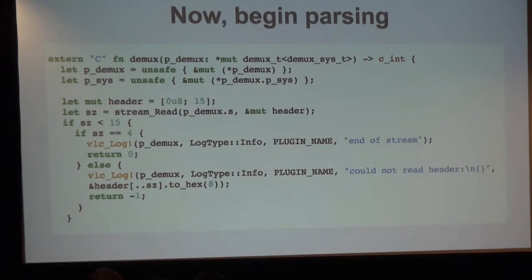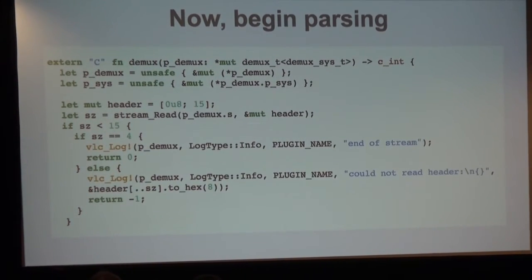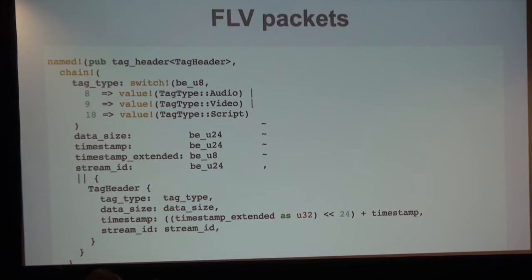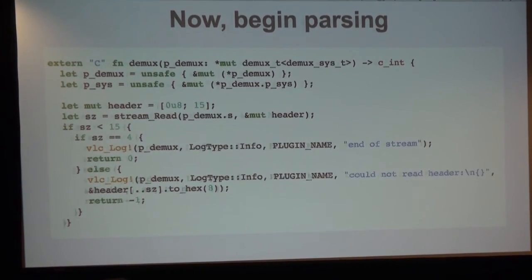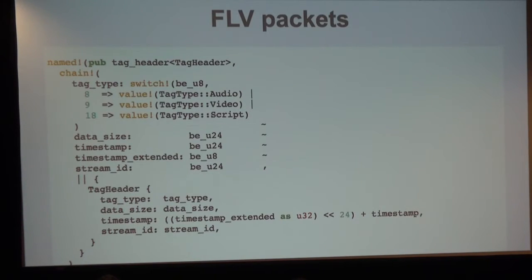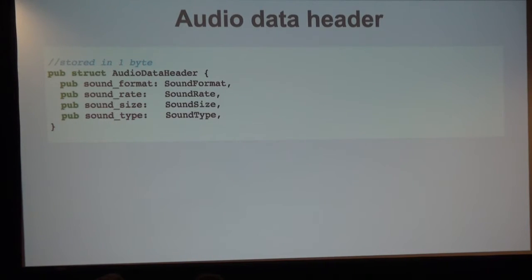Okay, so I declare my demux function, which is kind of the way you would do it in C. I read my header, so it's 15 bytes. If I have 4 bytes, I know it's the end of the stream because I have just a beginning saying the tag type and the size. And then I will try to parse everything. So this is how the audio header works. In the tag, you have first the type, then the data size and everything, and then you have the format specific data. For the audio header, it's 1 byte and says the kind of codec you have, the size and everything.